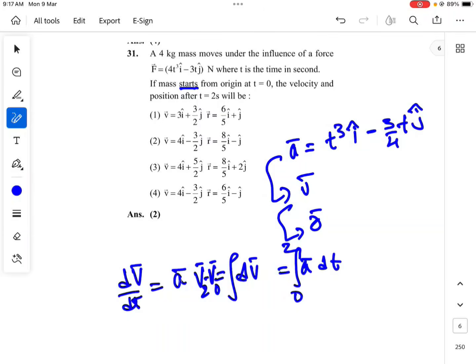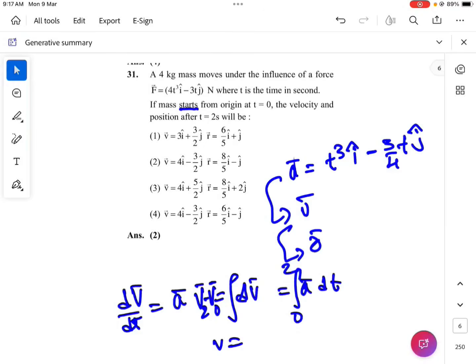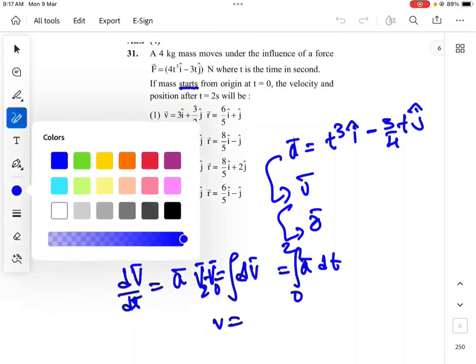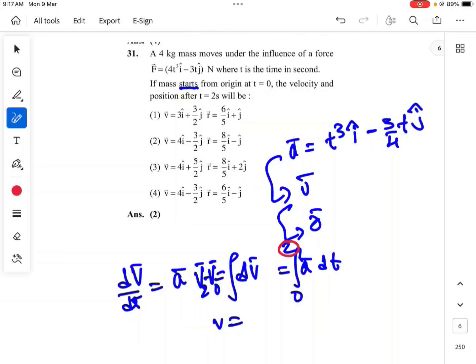And then once you get velocity as a function of time, how do you do it? When you integrate without substituting the limits, don't substitute limits when you are trying to find it in terms of time. You are supposed to put t if you want velocity as a function of time. The velocity as a function of time, you will get as t power 4 by 4 i cap minus 3 by 4 t square by 2 j cap. This is velocity as a function of time.